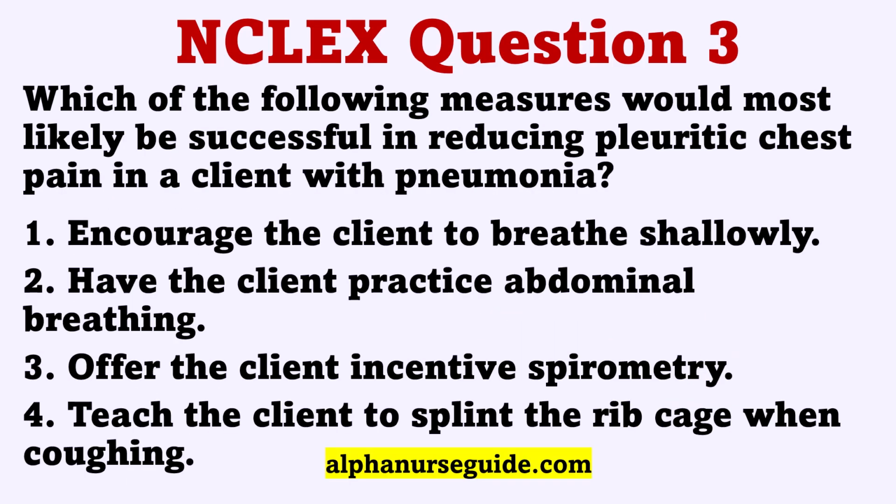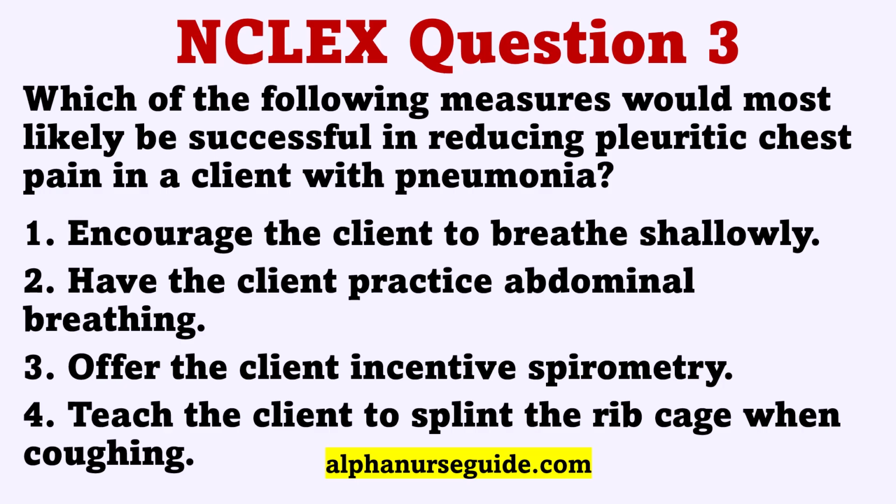Which of the following measures would most likely be successful in reducing pleuritic chest pain in a client with pneumonia? 1. Encourage the client to breathe shallowly. 2. Have the client practice abdominal breathing. 3. Offer the client incentive spirometry. 4. Teach the client to splint the rib cage when coughing. The correct answer is 4.